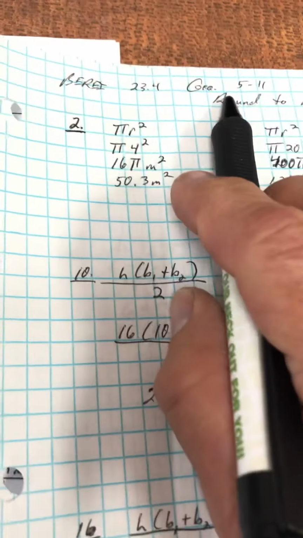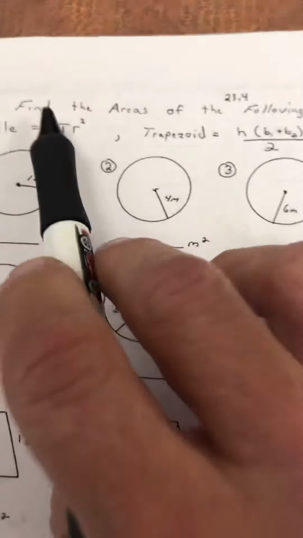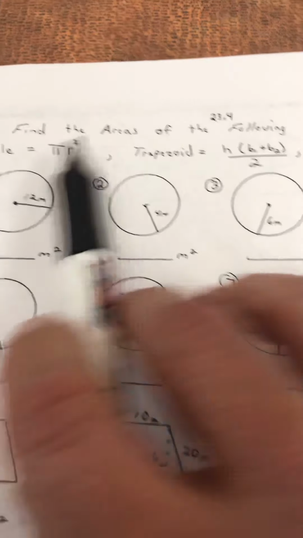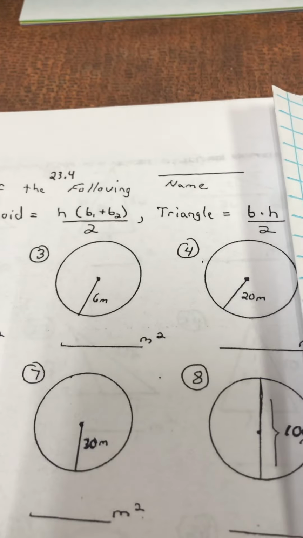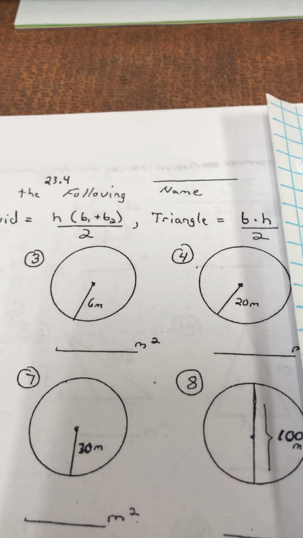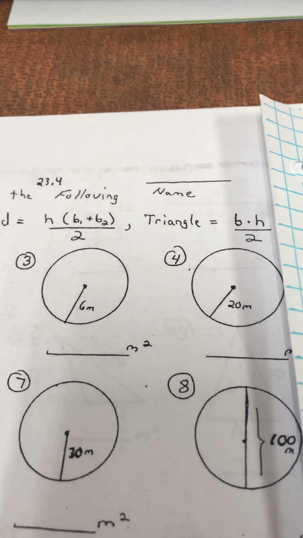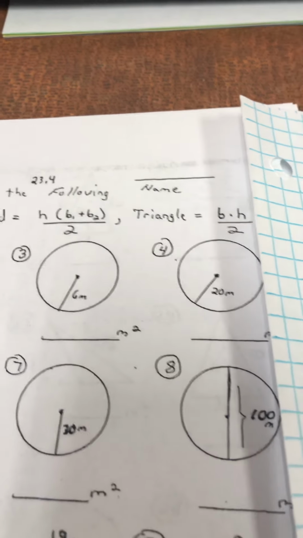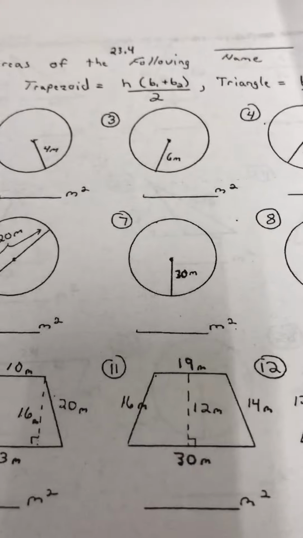This is May 11th, and I'm looking at 12.4, finding the areas of the following circle, trapezoids, and triangles. And I believe it said on there to do the even ones. Let me just double check. Evens only, it says, okay? So I'm going to take you through most of the evens. I want you to do some of them on your own.